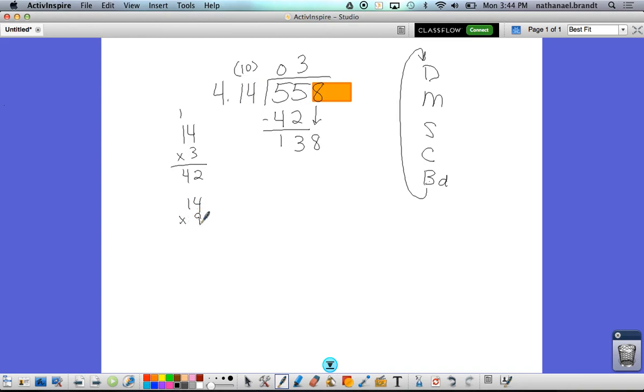14 times 9. 4 times 9 is 36. 1 times 9 is 9, plus 3 is 12. 126. So 138 divided by 14 gives me 9 groups of 14. 9 times 14 is 126. I subtract. 8 minus 6 is 2. 3 subtract 2 is 1. 1 subtract 1 is 0. 12 is less than 14. There's nothing more to bring down, so that gives me a remainder of 12.